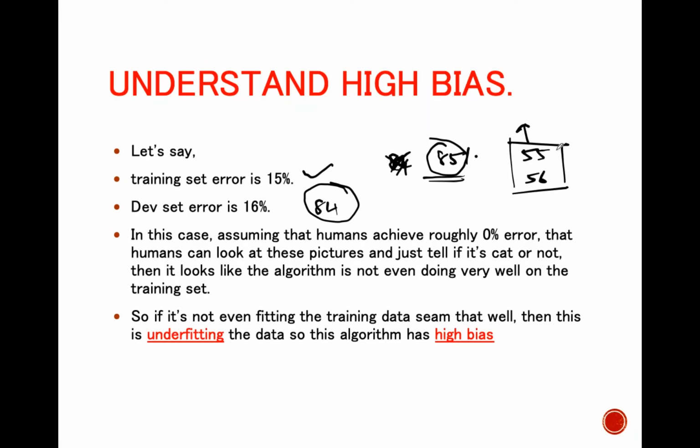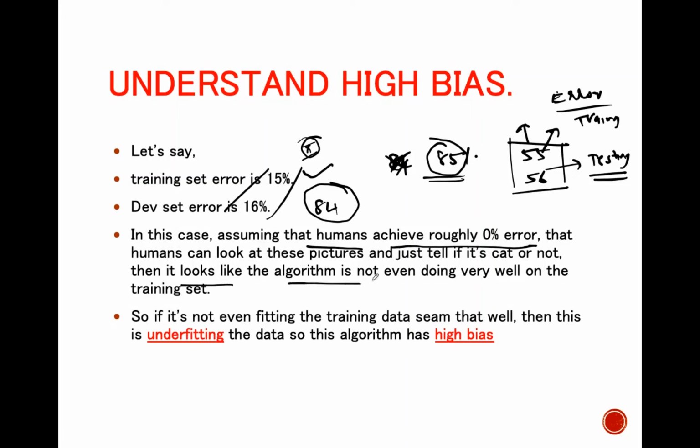Underfitting, because it is not performing and there is a huge error in training, and also a huge error in development and test. Humans will assume roughly 0% error, because the 1% is minimally less, but it looks like the algorithm is not even doing well on the training set. If it is not fitting the training set well, it leads to underfit, and the algorithm has high bias.